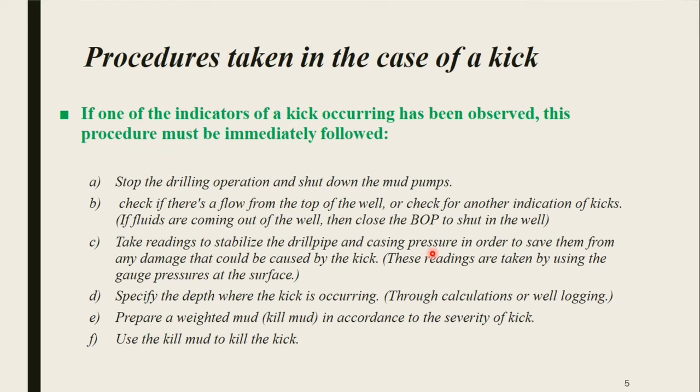Well, this one is done in order to save them from any damage that could be caused by the kick. And those readings, the readings for stabilizing the drill pipe (drill pipe is another word for drill string) and the casing pressure, are taken by using the gauge pressure at the wellhead. There are some valves that are used for measuring the gauge pressure and some other readings inside the wellbore.